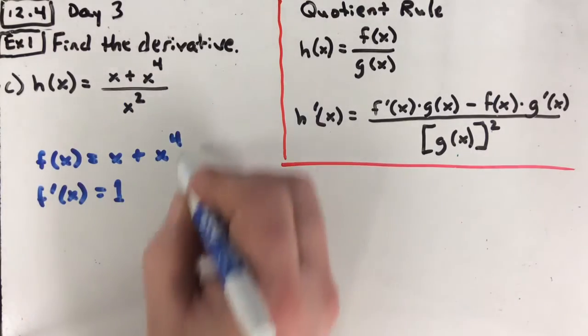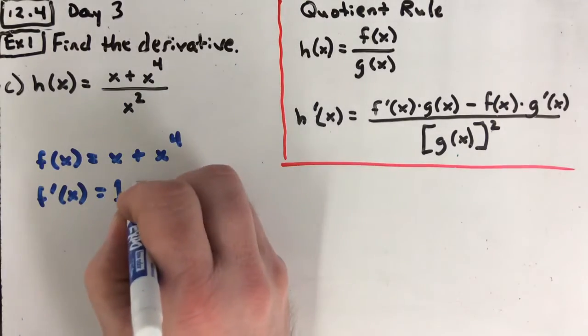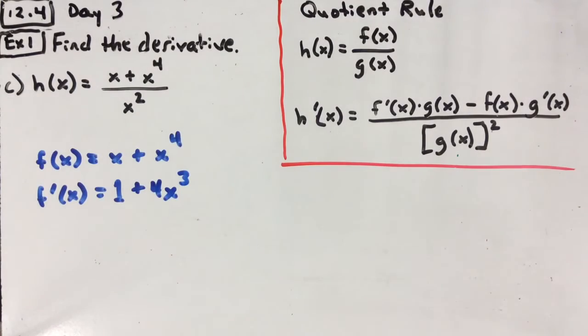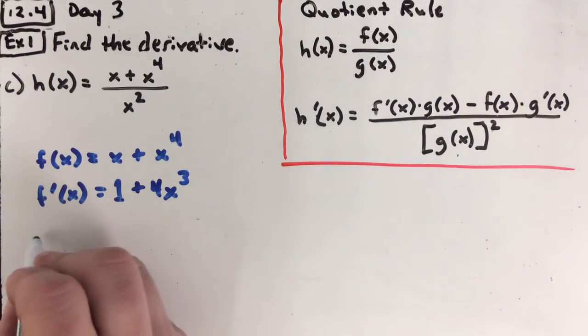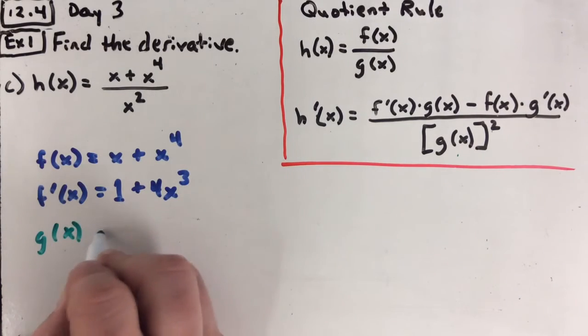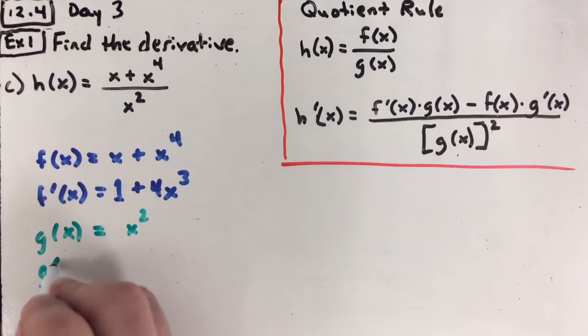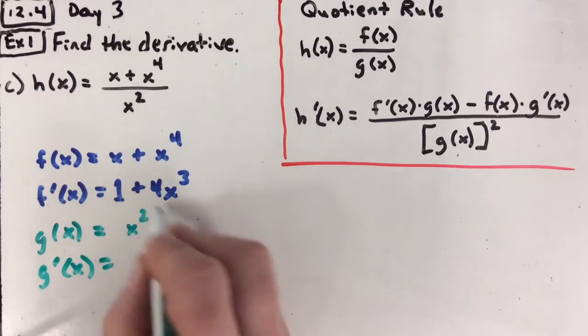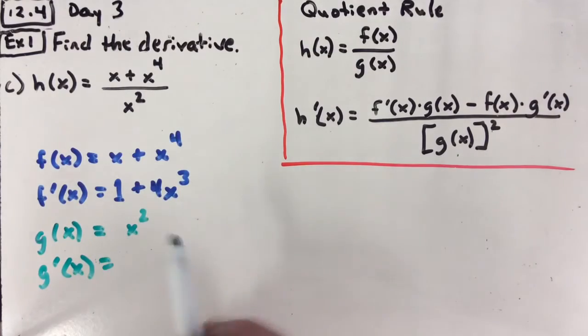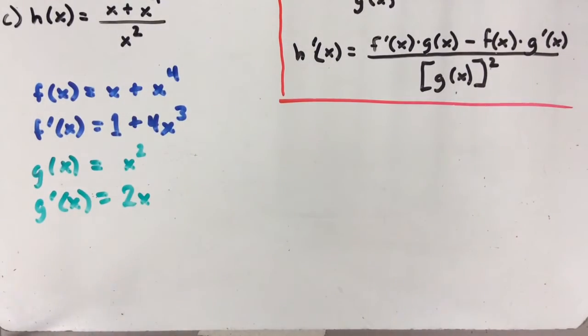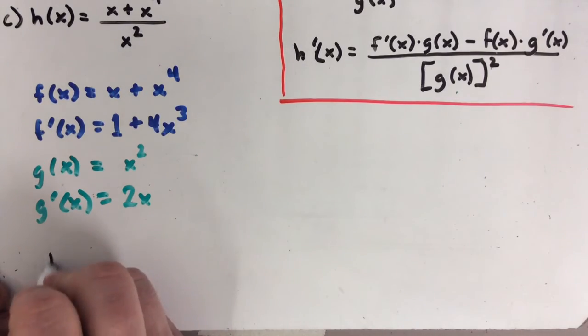A more traditional power rule for the second term, we bring the 4 in front and then reduce the power by 1. So f prime of x for this problem is 1 plus 4x to the third. g of x. That is the original denominator. And for g prime of x, we need to do the derivative of x squared. Bring the 2 to the front, lower the power by 1, so the derivative ends up being g prime of x equals 2x. From there, we should be able to write down the derivative.